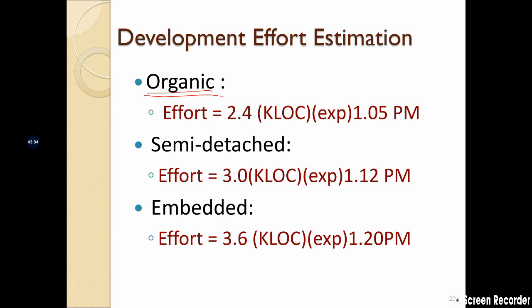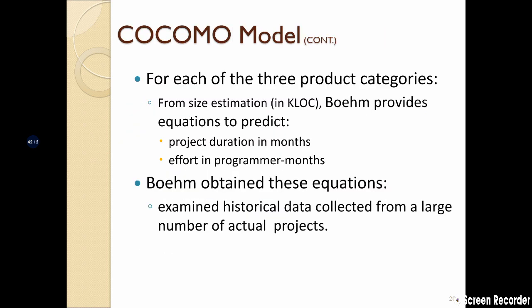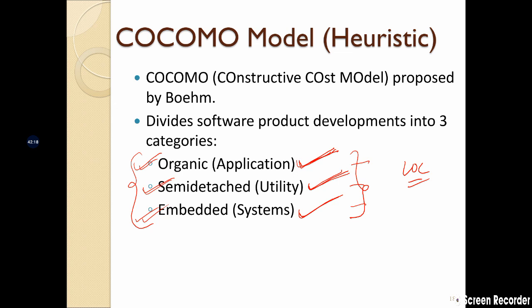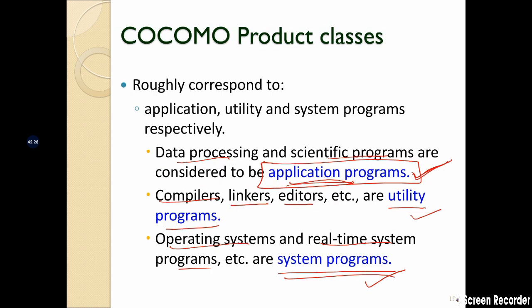So for organic systems, those requirements which are organic. Okay, organic means what? If you've forgotten, organic means applications. Let's go back again and see. So organic means application, semi-detached means utility programs, and embedded means system. So I think you can just refer to the PPT which I'll be sharing in case you have any doubt.